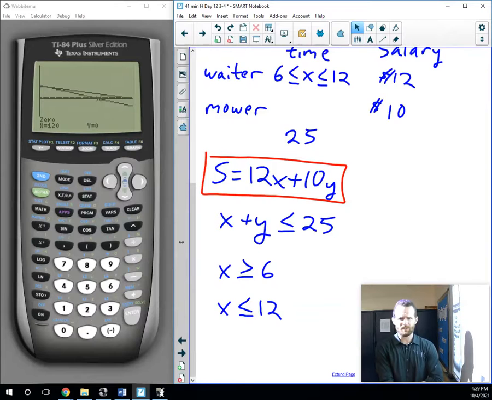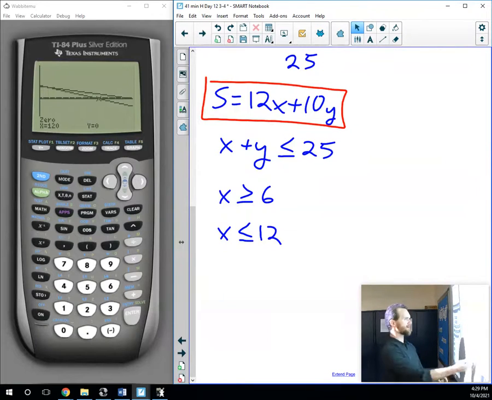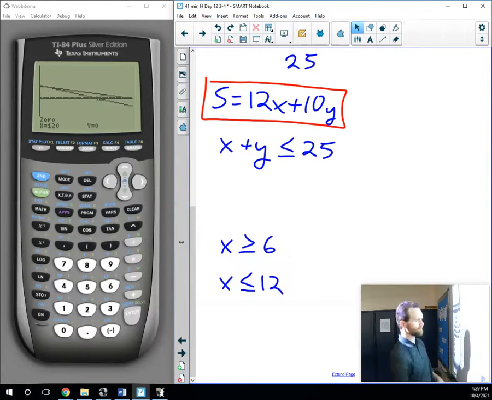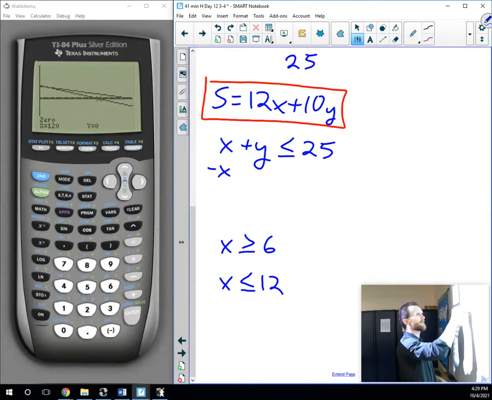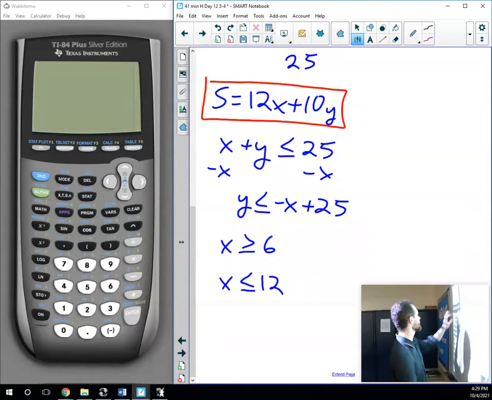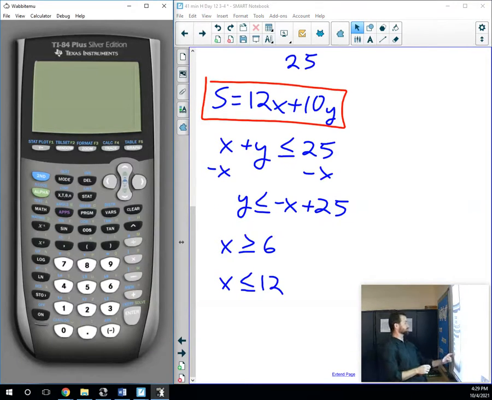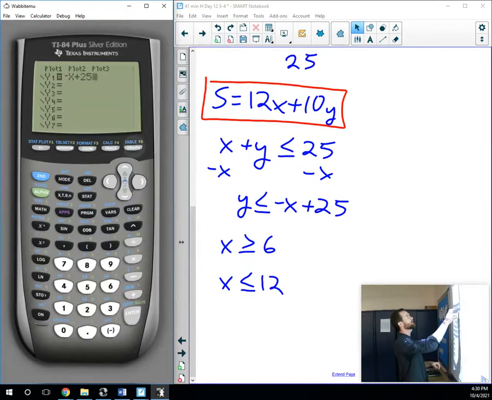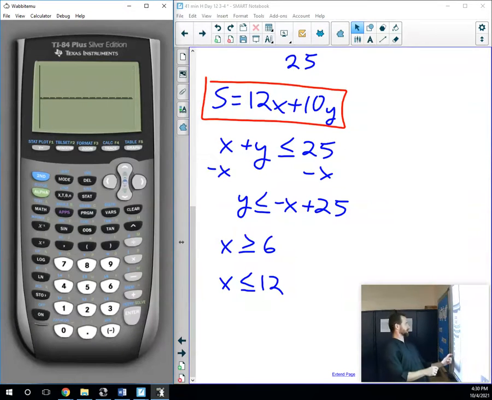All right, so now let's graph our constraints. Let me get a little bit more space. Tell you what, let me slide these down to get y by itself. So we take away x, and we get y is less than or equal to negative x plus 25. Let's graph it. Of course, my calculator just went to sleep. Turn it on, please. Y equals, clear that, clear it, please. So it's negative x plus 25, graph it. Oh, hang on. So I'm going to stop this from graphing by hitting on.